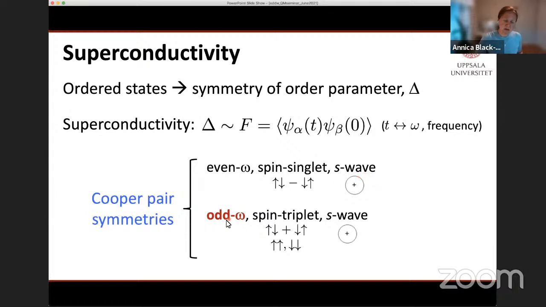But if you end up with something that's odd in the frequency or time domain, then all of a sudden you can have a spin triplet S wave, and that still fulfills the symmetry requirements of this Cooper pair for that to still be fermionic.